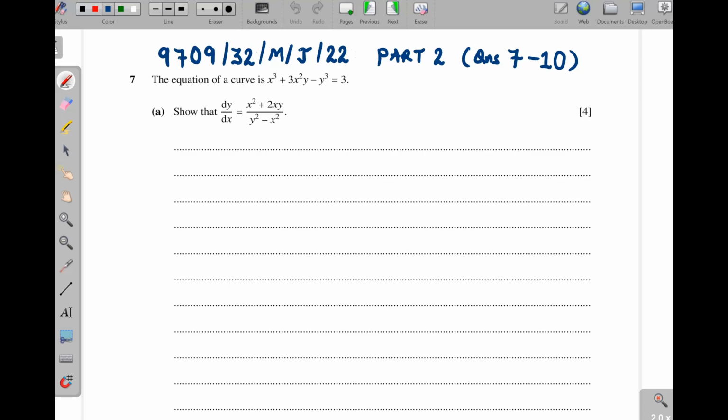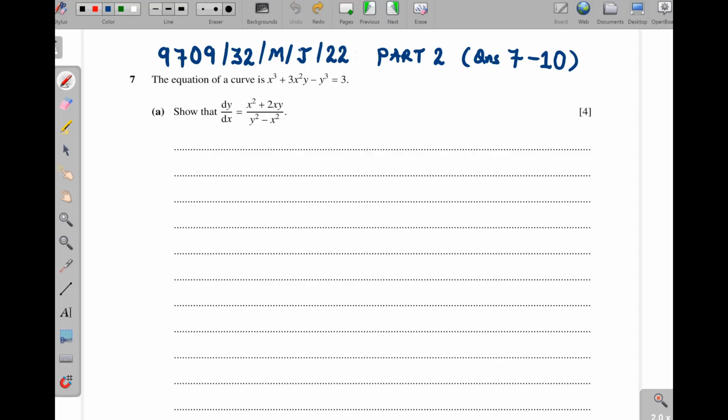Part 2, this is for questions 7 to 10. Question 7 is coming from implicit differentiation. The equation of a curve is x cubed plus 3x squared y minus y cubed is equal to 3. And then in part A, they're saying show that dy dx is this.